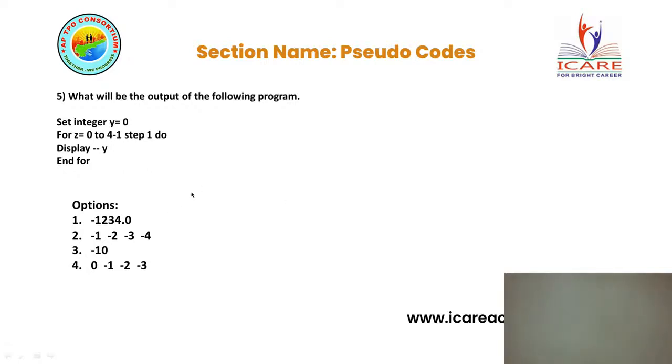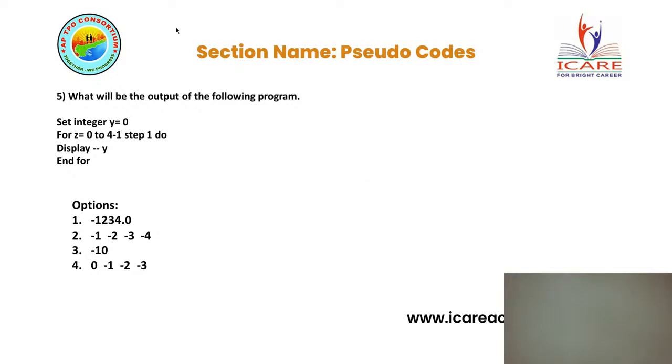The statements are: set integer y is equal to 0, for z is equal to 0 to 4 minus 1 step 1, display y. There are 4 statements, which are in readable language. It's not any programming language. So we have to consider it as a pseudocode. So set integer y is equal to 0. They have mentioned that set integer y is equal to 0.